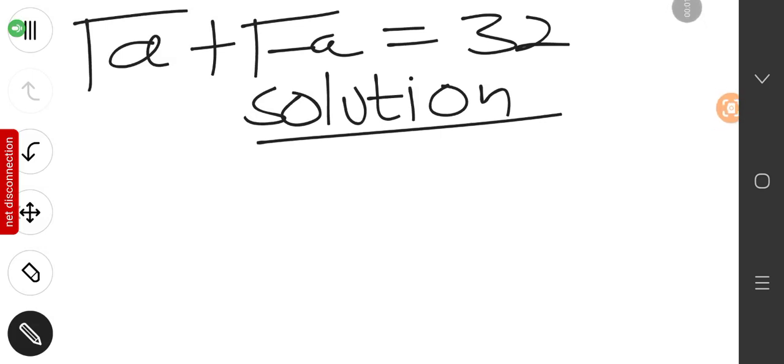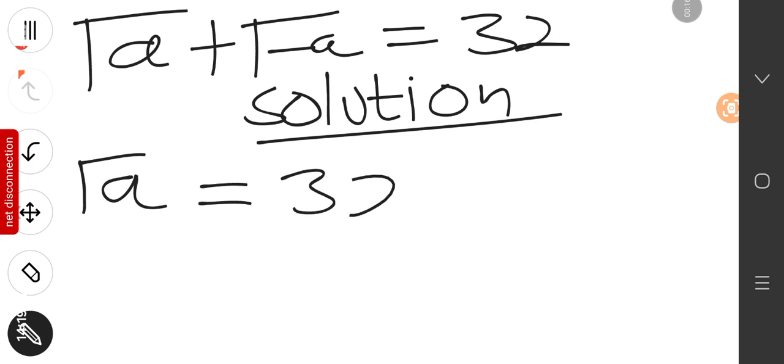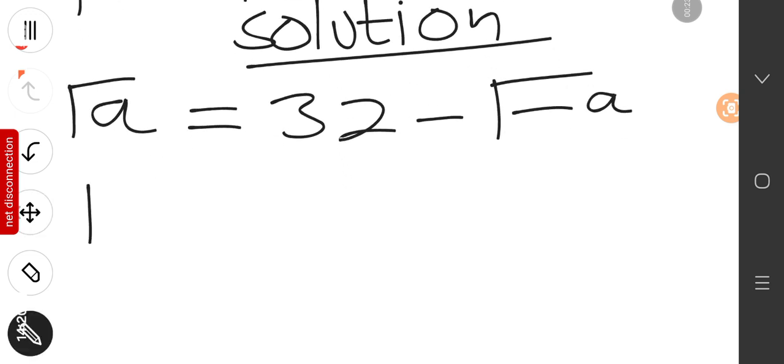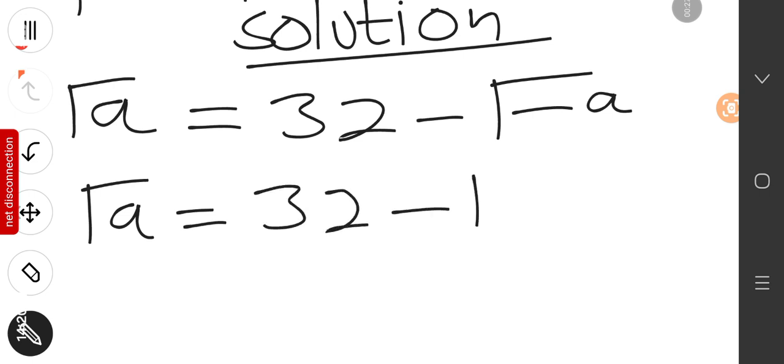Class, so we have a set equation, or you can say a radical equation. Now the first thing we do is to make the square root of a the subject of the equation. So we can say the square root of a equals 32 minus the square root of minus a. Now let's remove the square root on top of a.